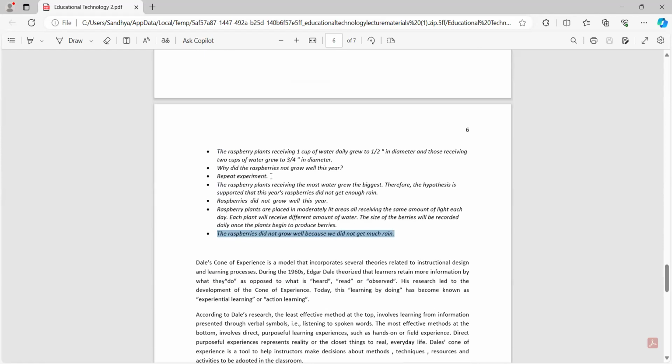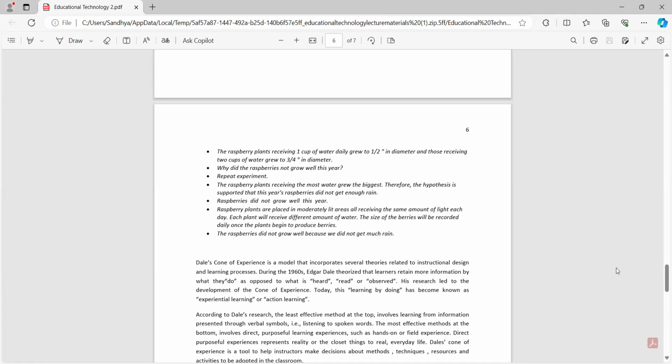So this is very useful, even in the classroom, where you can actually get the students to identify problems, then research why, and then form a hypothesis, based on an educated guess, which is what we call a hypothesis.